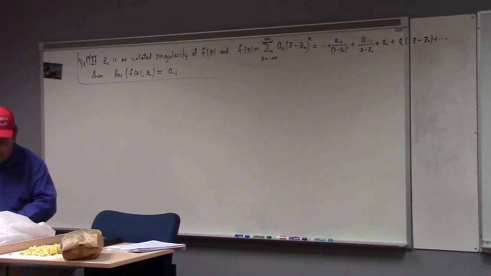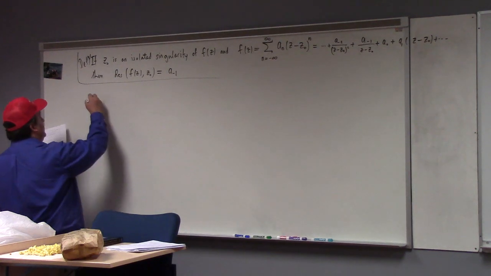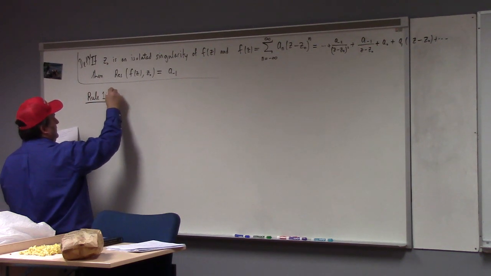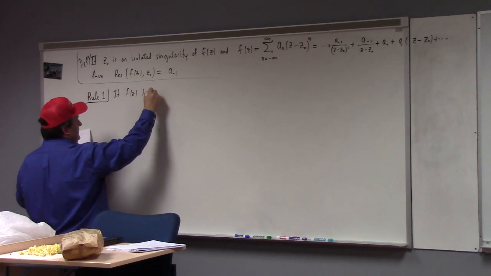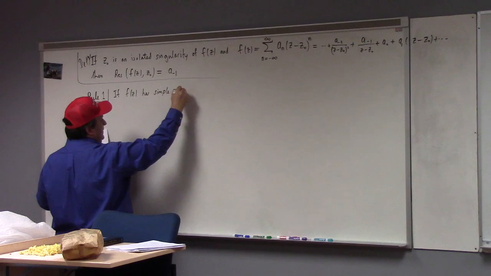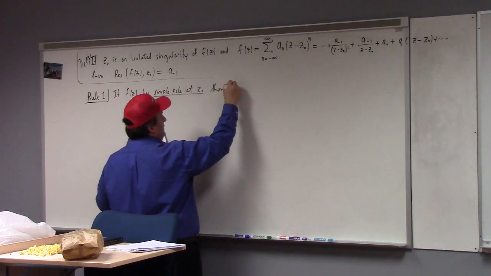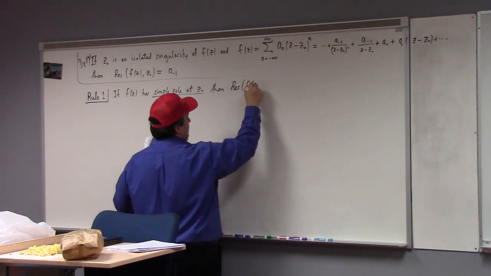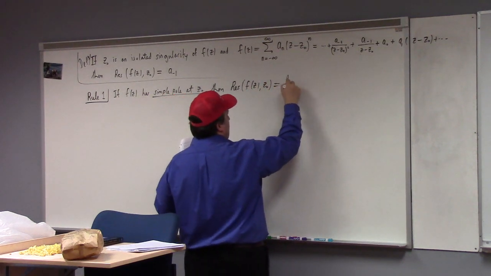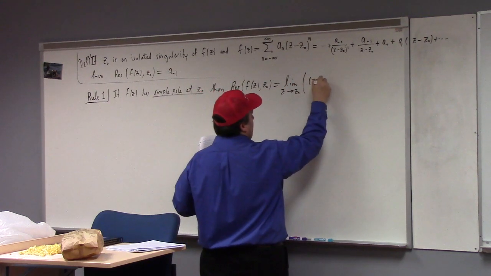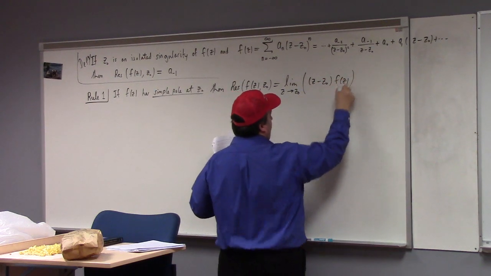So last time we had rule 1. Rule 1 says that if f of z has a simple pole at z naught, then the residue of f of z at z naught is given by the limit as z goes to z naught of z minus z naught times f of z. All right.